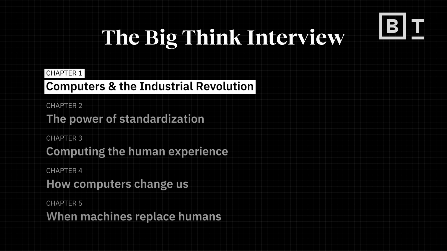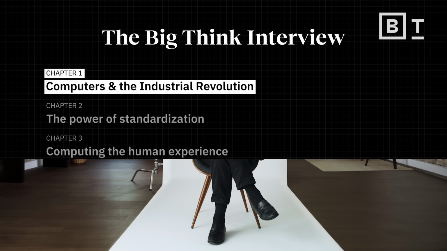Chapter 1. Computers and the Industrial Revolution. Why is computing part of the Industrial Revolution? The Industrial Revolution is about systematizing production, and it's about producing goods of uniform quality, if not uniform design, at the lowest possible cost for the largest possible market.